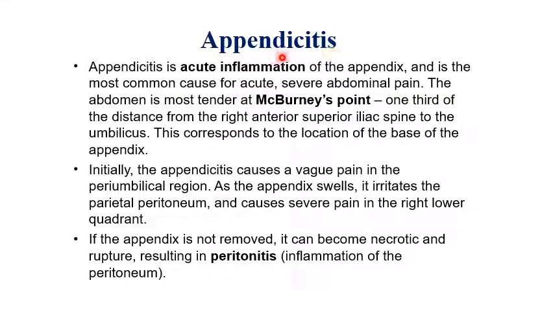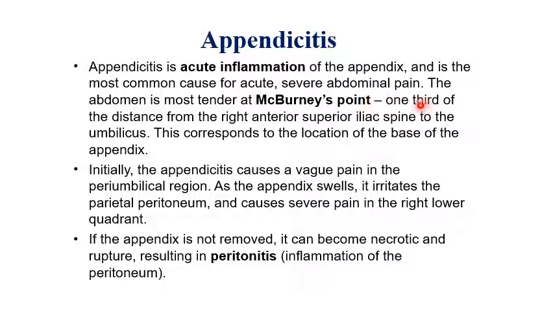Appendicitis, that is a very common clinical condition. It is acute inflammation of the appendix and is the most common cause for acute severe abdominal pain. When the abdominal pain occurs acutely and it is very severe, then appendicitis should be suspected. The abdomen is most tender at McBurney's point. This I had told you earlier.